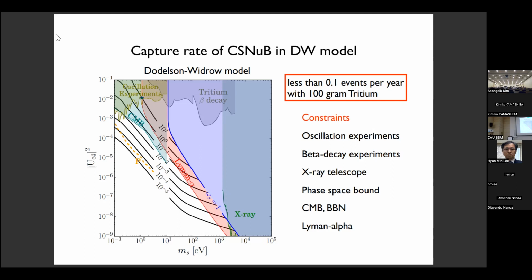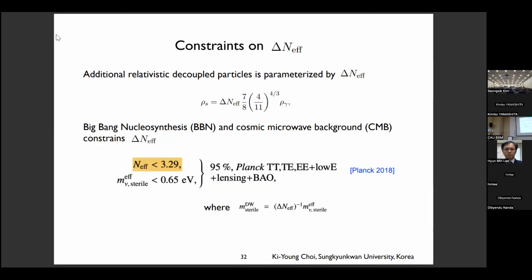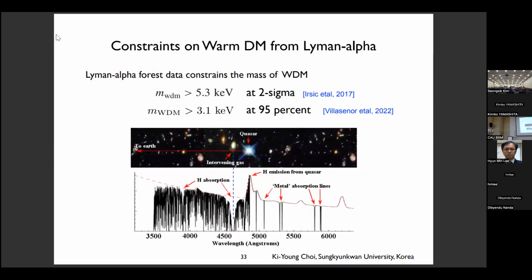So this is a constraint. I will explain more. Okay, it does not move. Stop.